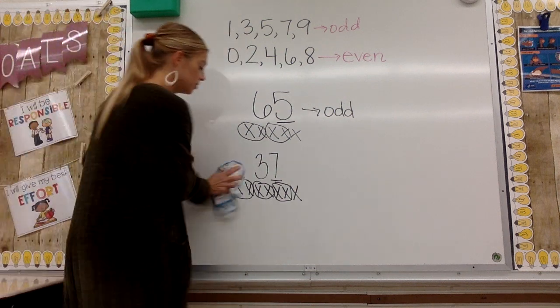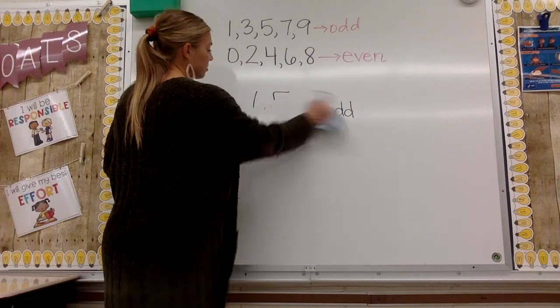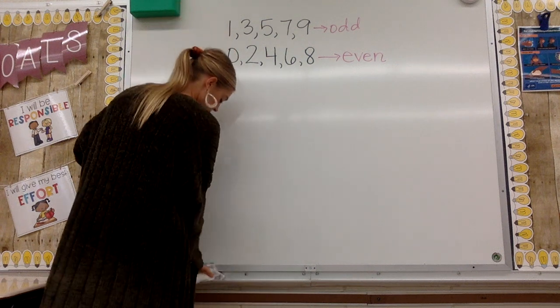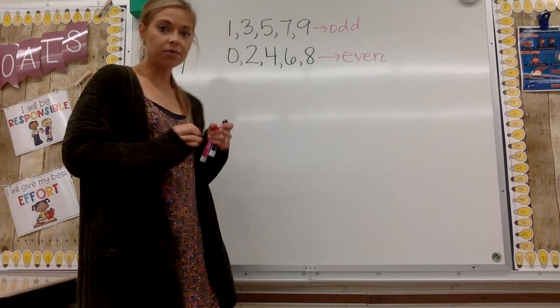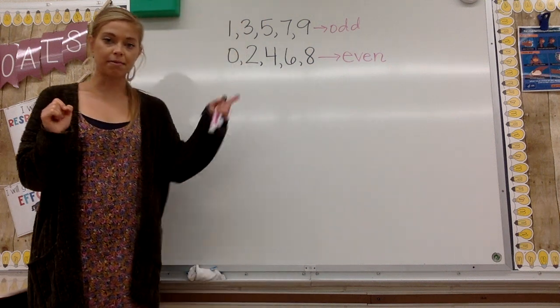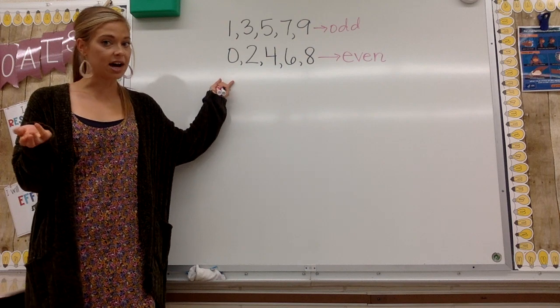Okay? So what you're going to do is an activity on Seesaw now with even and odd numbers. And if you need to, draw your X's for the number that's in the ones place. Okay? Keep in mind this information. You might want to write that down.